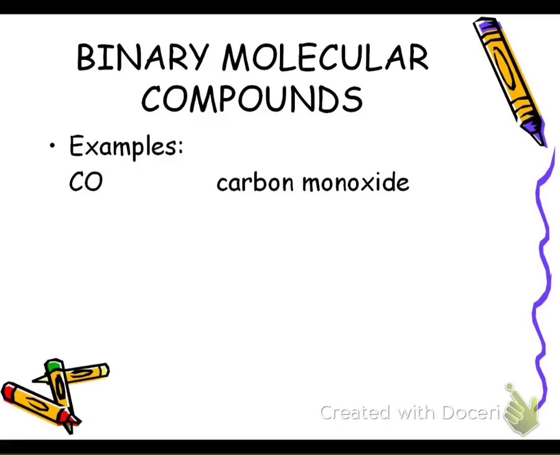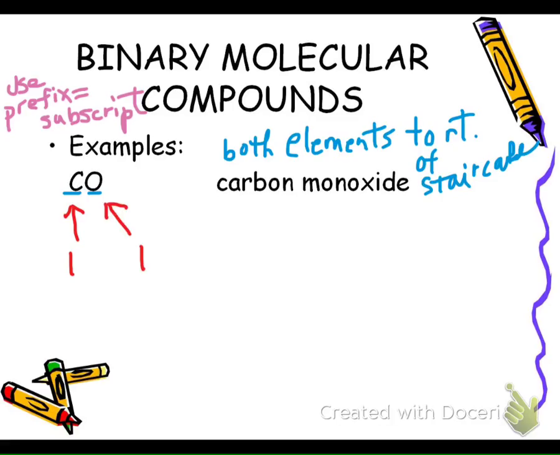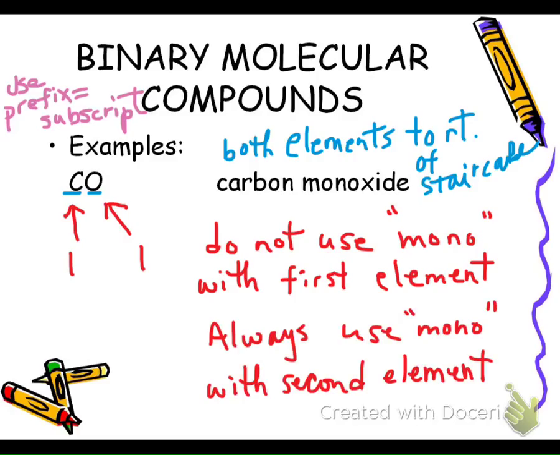Carbon monoxide, CO. We see that both elements are to the right of the staircase, and so we know we need to use the Greek prefixes. The prefix will equal the subscript. We have 1 carbon, 1 oxygen. We use this example to illustrate one special rule. If there is 1 for the first element in the formula, we do not use the prefix mono. However, mono must be used if the second element in the formula is only 1 for the subscript. So carbon monoxide, with the ide ending on the second element in the formula only.